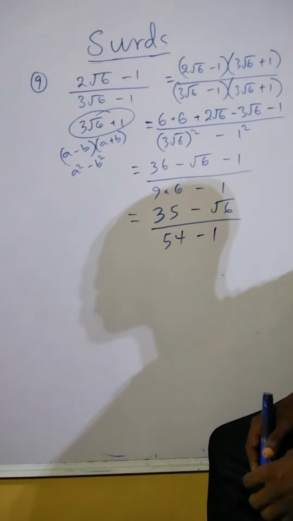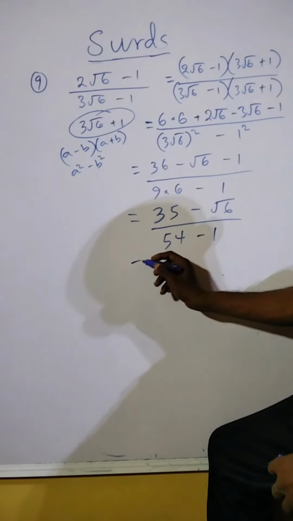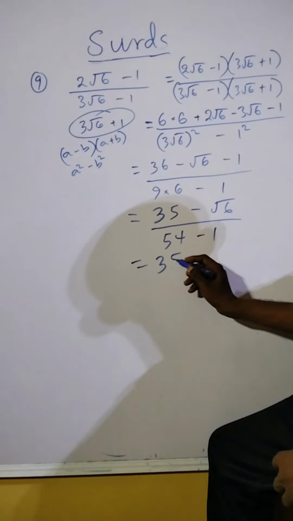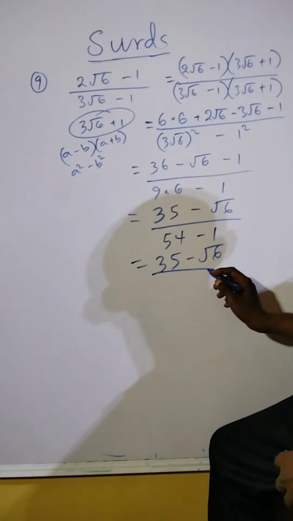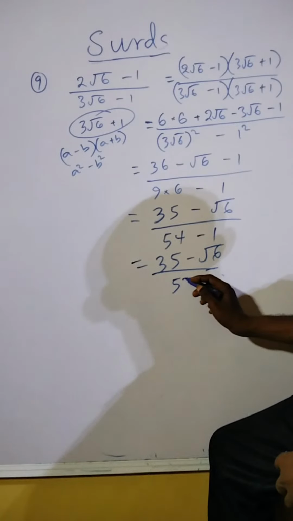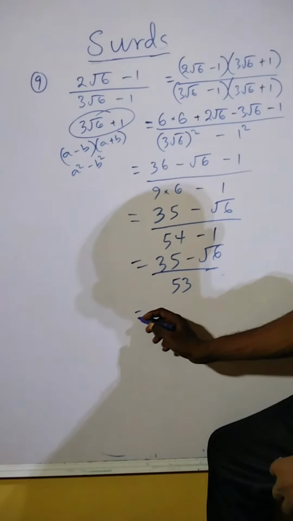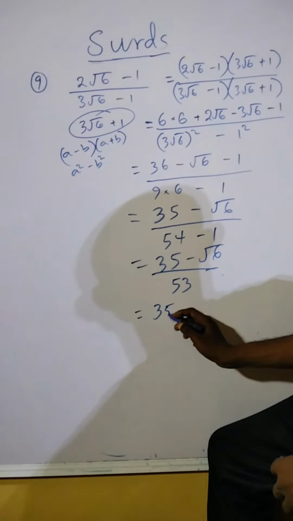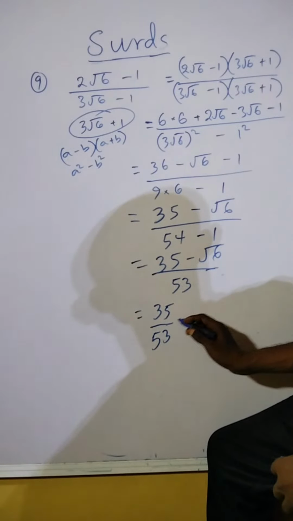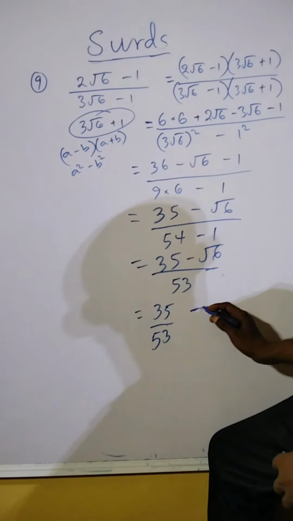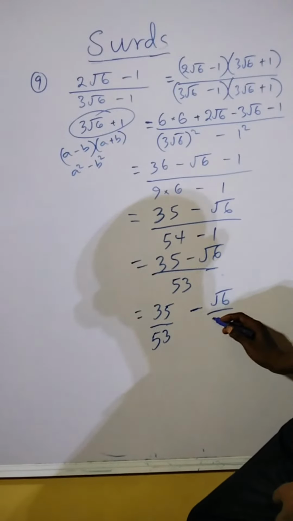Okay. Are we together? Yes, yes. So now we have 35 minus root 6 divided by 54 minus 1. That gives us 53. If you like, you can separate our answer and we say we have this as 35 over 53. This one cannot be reduced. Then minus also root 6 over 53.